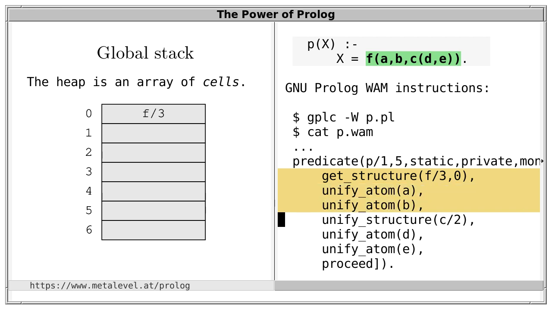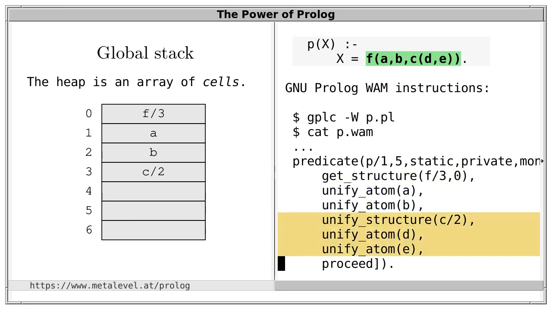And in this case, there are 3 arguments, and they are written on the heap one after the other, each occupying exactly one cell. And in this case, the last argument is again a compound term, c, with 2 arguments. And so its functor is written on the heap, followed by the arguments, d and e. And now the entire term is stored on the heap.